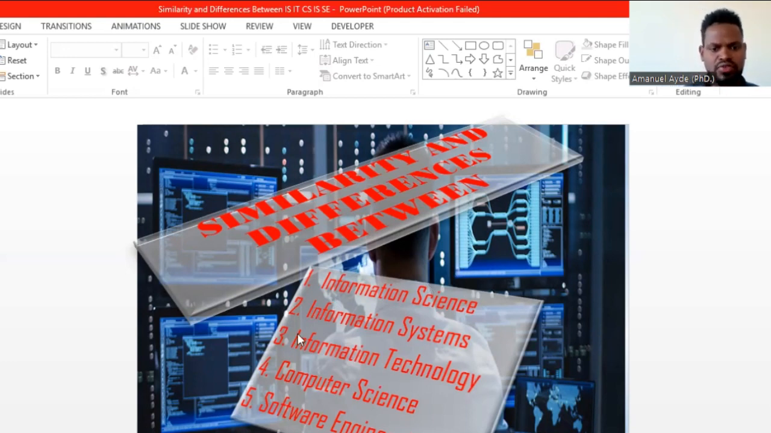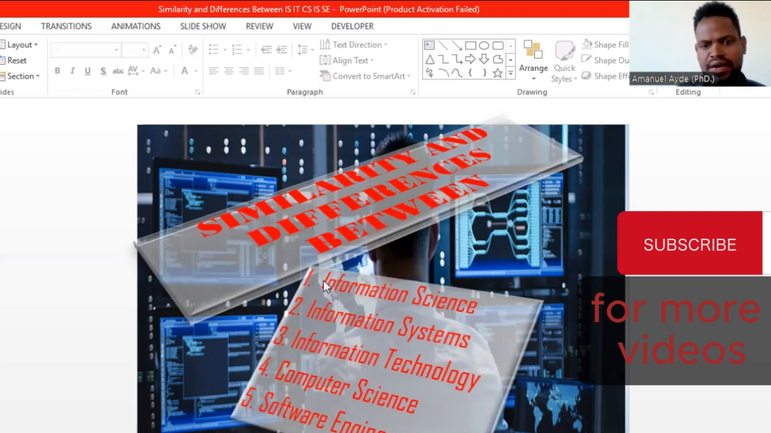If you look here, four of them are almost related areas in the information science subject area, or in the computing area. So today we will see the similarities and the differences between these computing subjects, especially computer science, information systems, information science, information technology, and software engineering. All of them have some kind of differences.